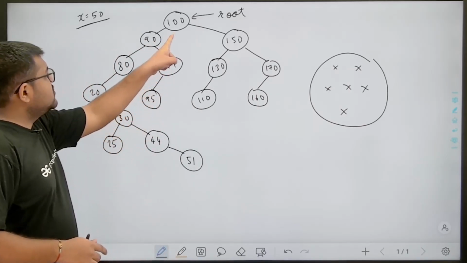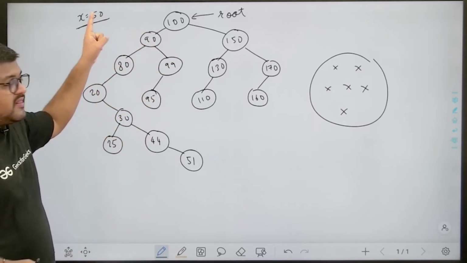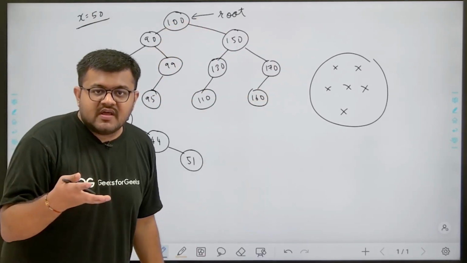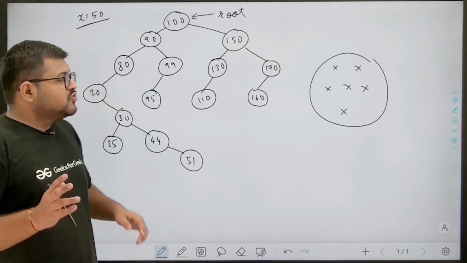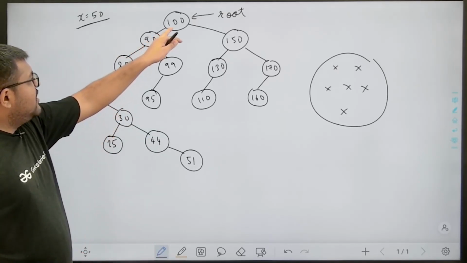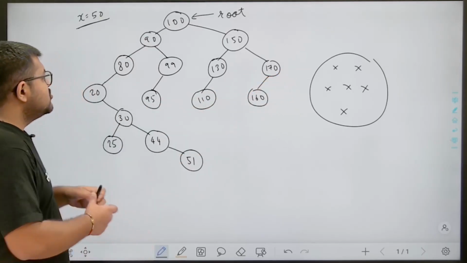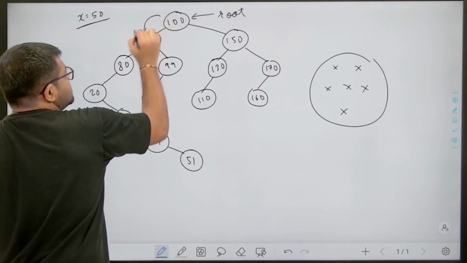Now if the current node's value is greater than x, then definitely the nodes in its right subtree will also have values greater than x, right? So whenever a node has value greater than x, its right subtree will also have values greater than x. So what we will do? We will come to the left subtree.